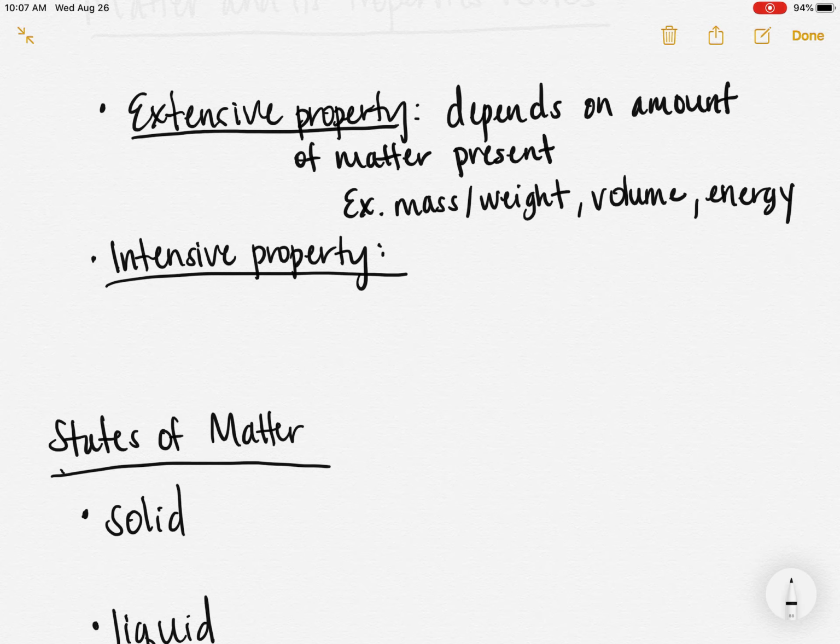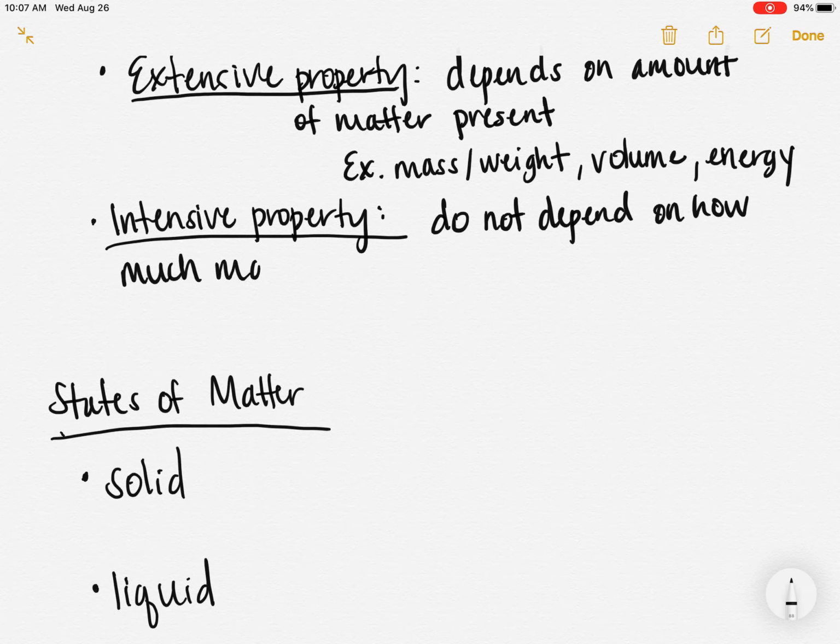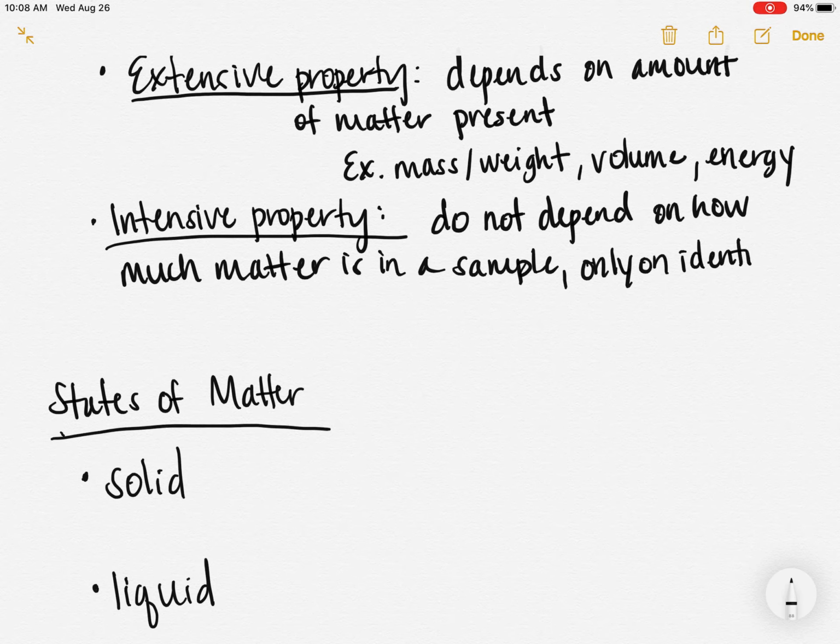Or you might guess that opposite of extensive is intensive, and intensive properties do not depend on how much matter there is. And there's kind of a caveat here that intensive properties do not depend on how much matter is in a sample, only on the identity of the substance. Okay, and we'll talk about that in our examples.